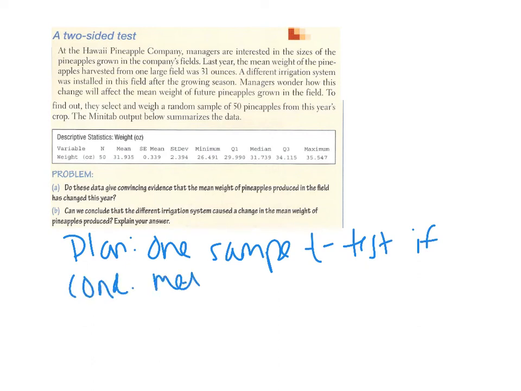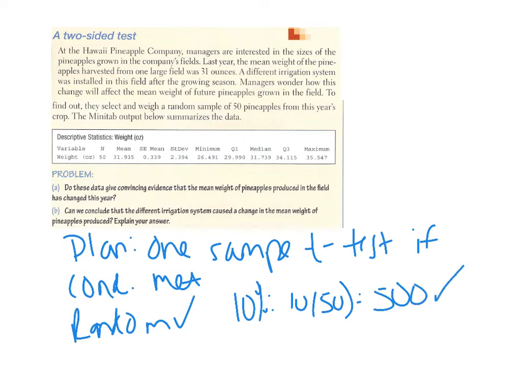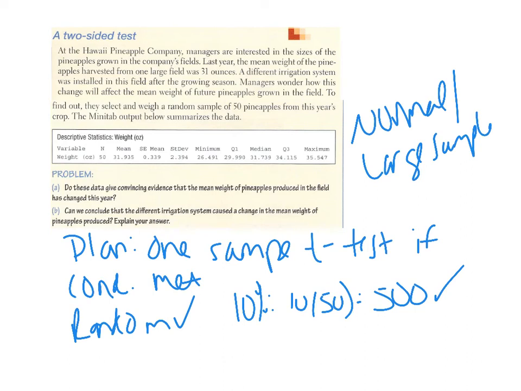So I need to check my conditions. I need to check if it's random, so I took a random sample. I need to check my 10% condition: I took a sample of 50 pineapples, and we can assume that they're growing more than 500 pineapples. And then I need to check my normal large sample condition. This time I have a sample that is greater than or equal to 30, so I am okay to go ahead and use my t procedure on this. I don't have to check my graphs. Now we're going to move into step 3, the doing part.